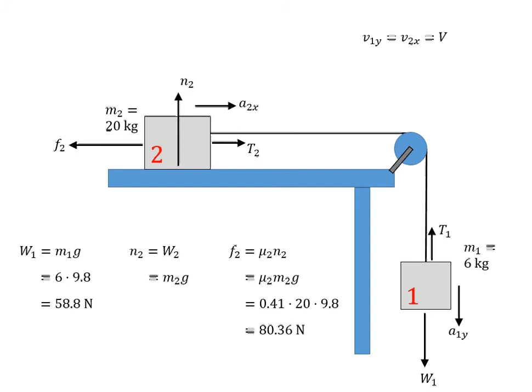Although it doesn't show up in this problem, if we needed the velocities of the masses, it's worth noting that the velocity of object 1, as it's going down, is going to be the same as the velocity of object 2 as it's going across. That's assuming that we pick the coordinate systems appropriately. I haven't really put that in here quite yet. It's going to show up in a minute.